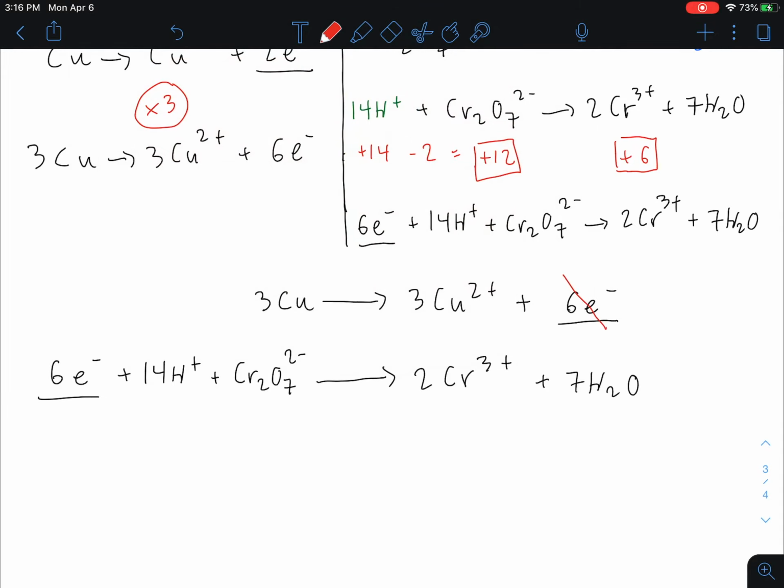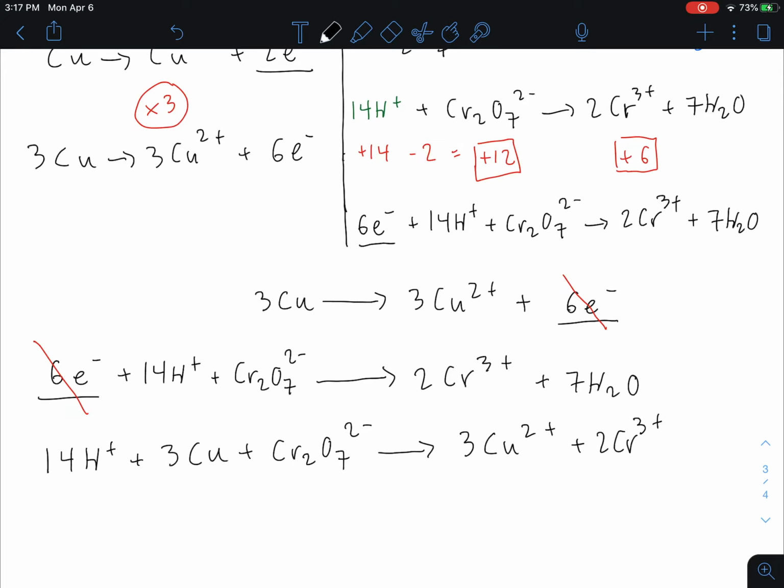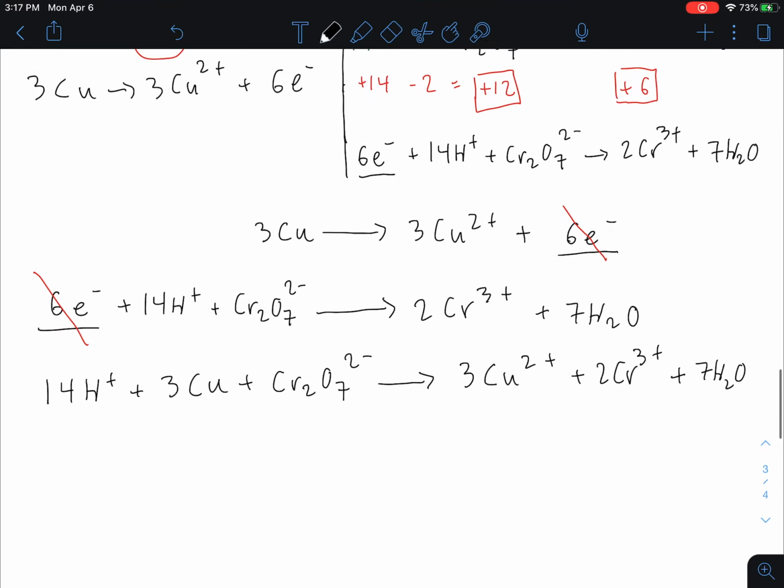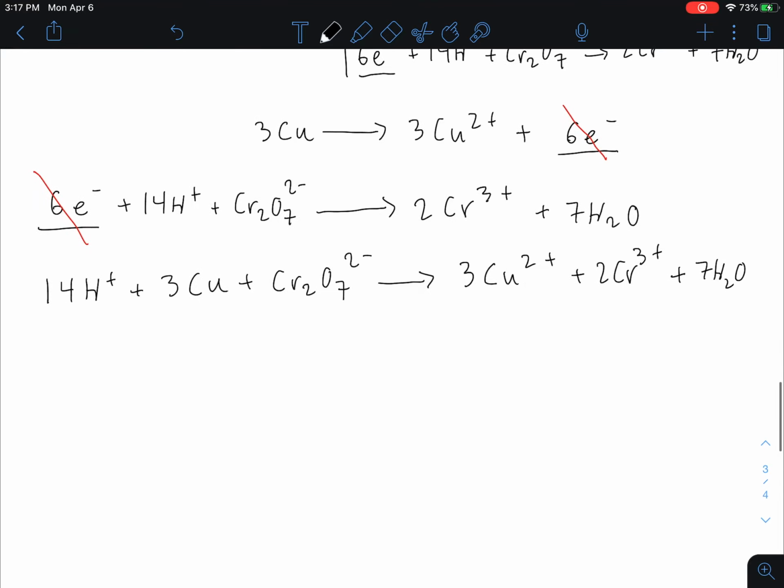And here, all there is to do, like in the other two examples, is cross out the electron count from each one and then combine everything together. So 14 H+ plus 3 Cu plus dichromate makes 3 Cu 2+ plus 2 chromium 3+ plus 7 waters. So it looks like I've done my job.